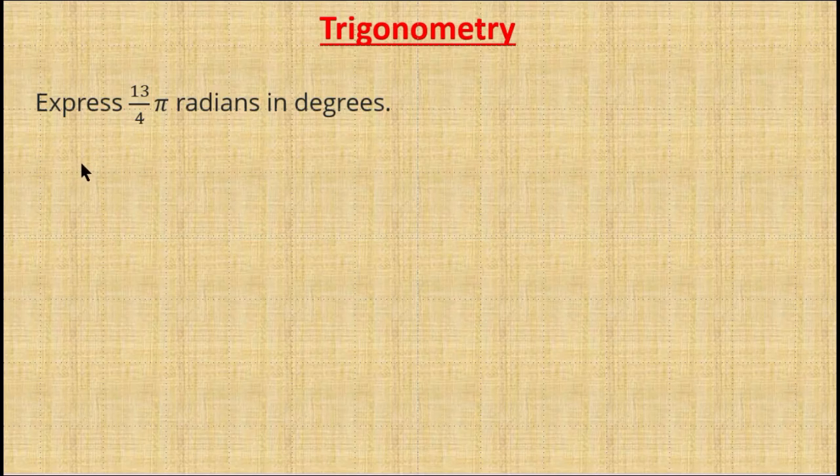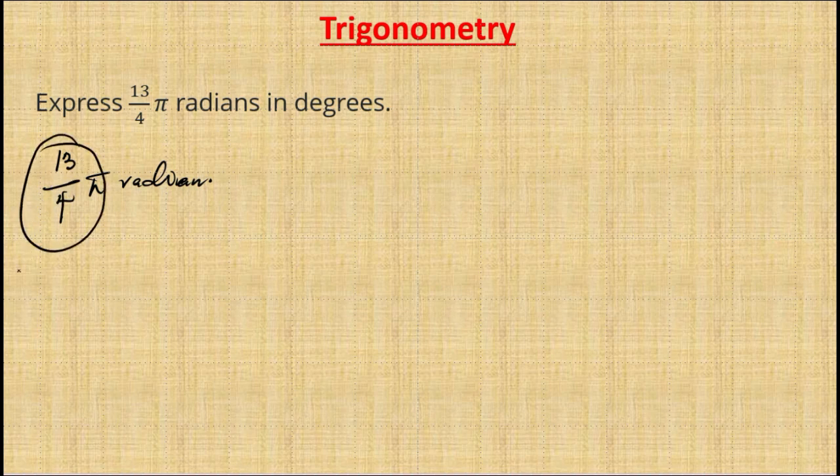Today we'll be converting this expression from radians to degrees. Now it might look intimidating because you have it in fraction. You have 13 over 4 pi radians. Now don't get intimidated with the 13 over 4. Rather, it's very simple. Remember that your pi radian is equal to 180 degrees.